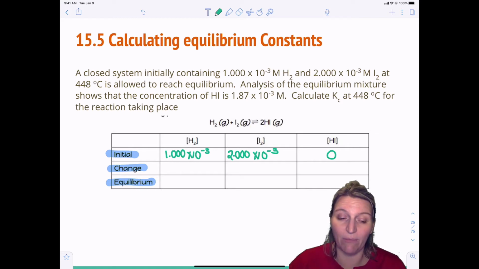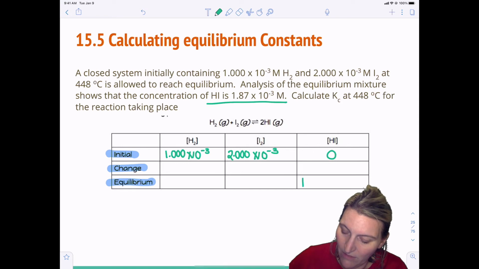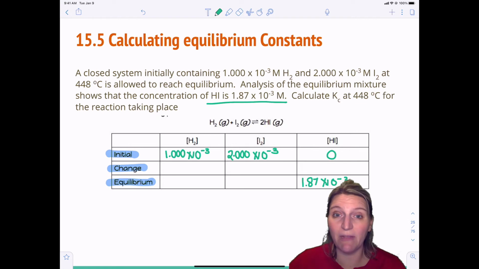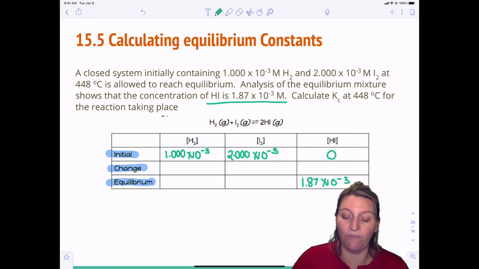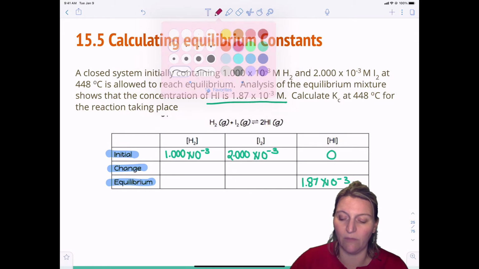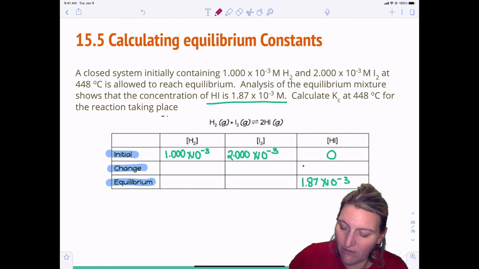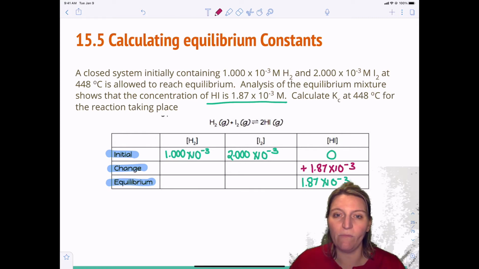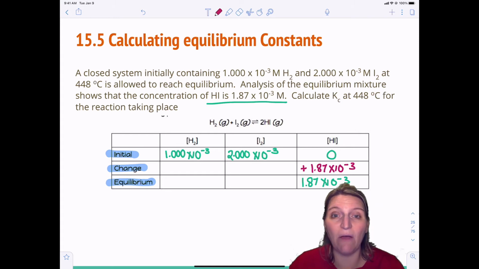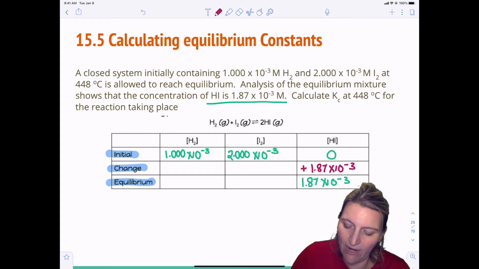Then it reaches equilibrium, and it tells us that the HI at equilibrium is 1.87 times 10 to the negative 3. So I know that this is 1.87 times 10 to the negative 3. So it tells me that right away. So now I have to figure out every other box in this problem. Well, if the HI started at 0 and now is 1.87 times 10 to the negative 3, it must have gone up by 1.87 times 10 to the negative 3. It means that the reactants must have gone down by something.